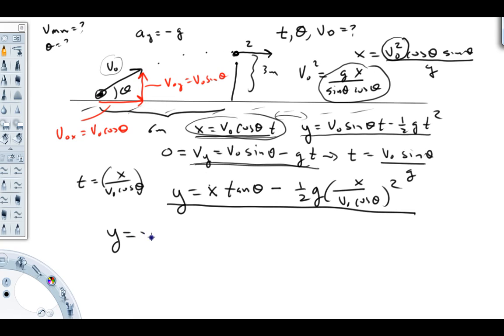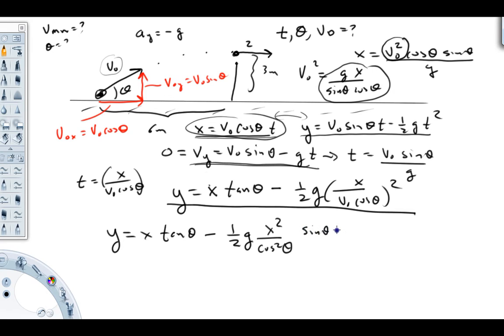So we're going to have y equals x tan theta minus 1/2 g. Now I think what I'm going to do is take care of this. I'm going to put x squared over cosine squared theta. Now this stuff is now taken into account. Then we would have 1 over v sub o squared. If I put 1 over this, that would be the same thing as multiplying that thing by sine theta cosine theta over gx. So I'm going to go ahead and do that.